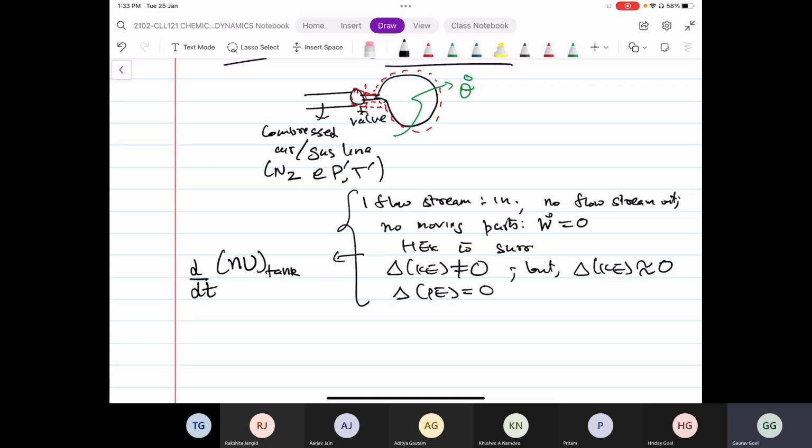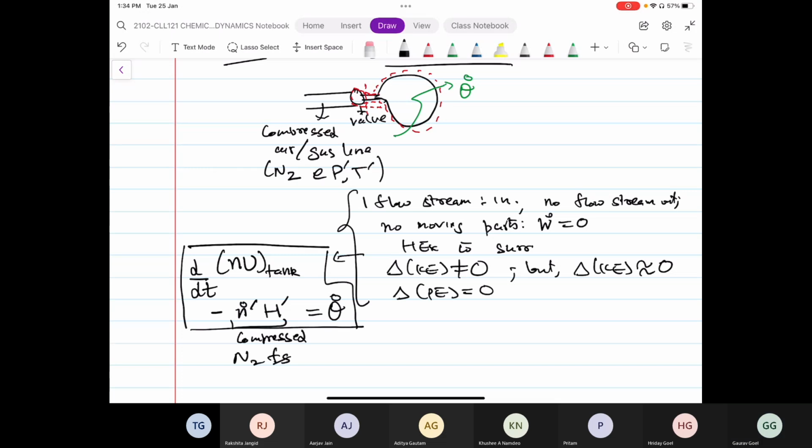So the first term is the rate of change of energy of the tank. The second term corresponds to the compressed flow stream. And the last term on the right hand side is the heat exchange with the surroundings. So this is the working equation that I need to solve. And now you can clearly see some integration is required.